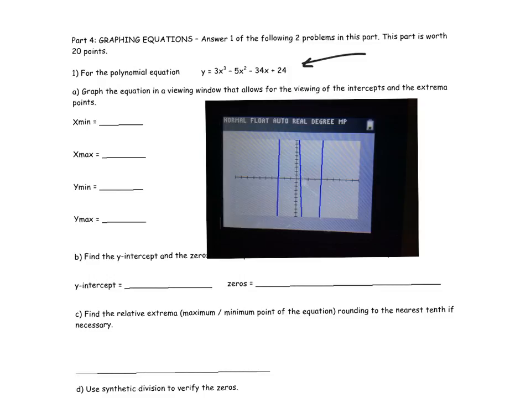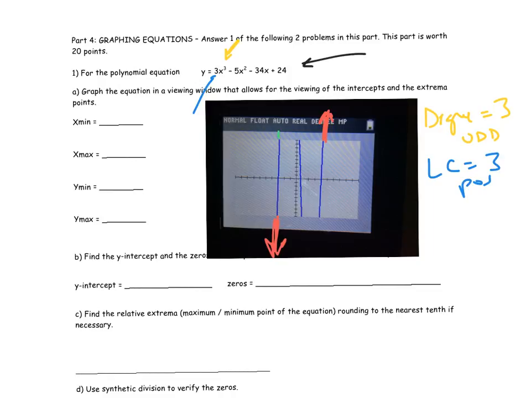Here's what the graph looks like in the standard viewing window. Because it's a third degree polynomial, the degree is 3, and it's odd because 3 is an odd number. The leading coefficient is also 3, a positive number, and I know that odd positive equations go down to the left and up to the right. So I definitely have that left and right hand behavior going on.